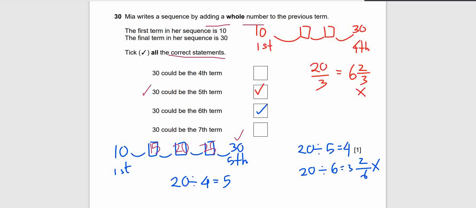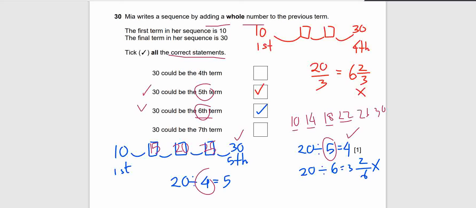Now if we say that 30 could be the sixth term, then between 30 and 10, if it is the fifth term we have to divide by 4, if sixth term we have to divide by 5. That's the logic. So 20 divided by 5 is 4, so this sequence is possible. So we have 10, 14, 18, 22, 26, and 30. So 30 is the sixth term.